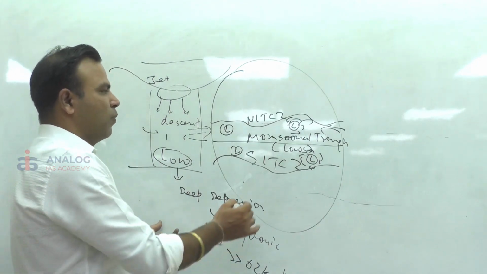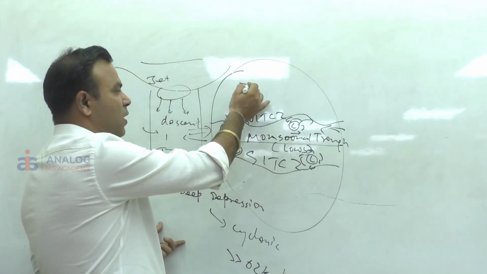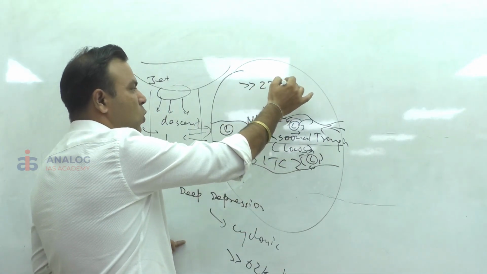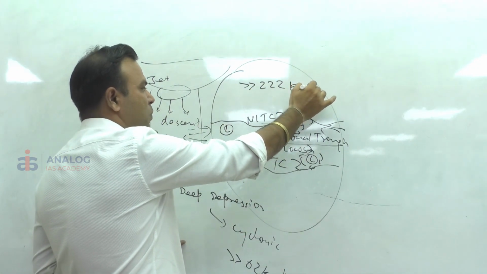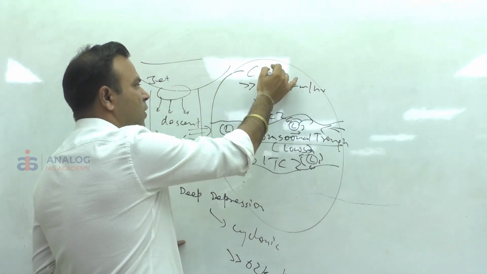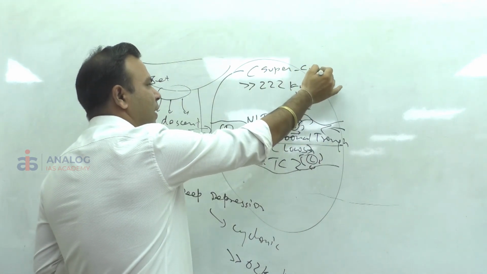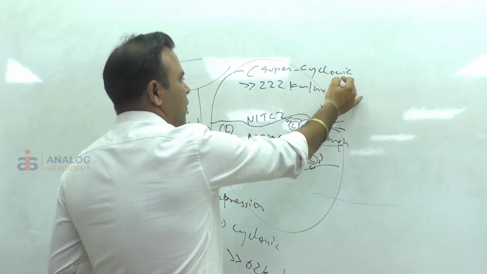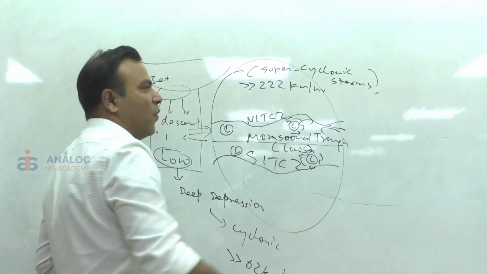So for a super cyclone, this process continues and the speed may cross more than 222 kilometers per hour, and that is the situation of super cyclonic storms, guys. So a super cyclonic storm is a kind of a disaster.